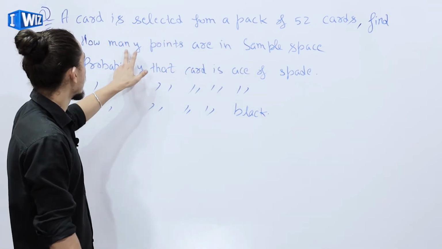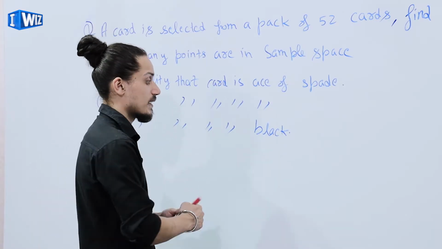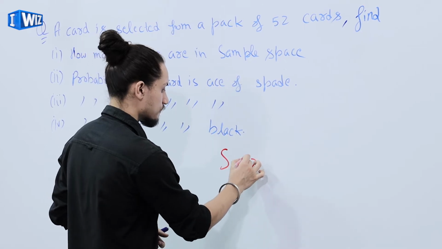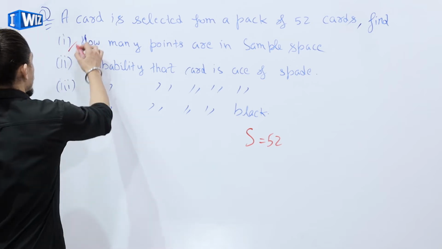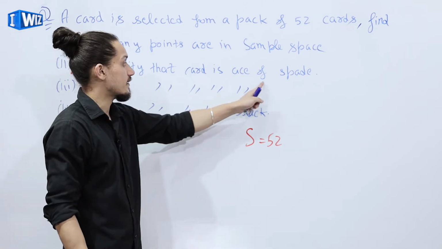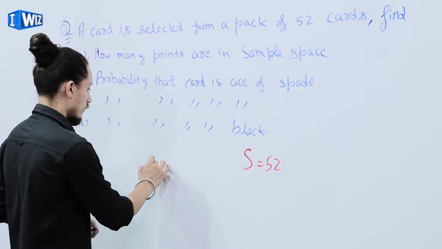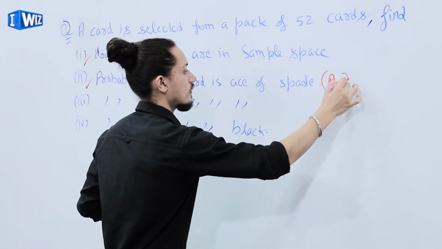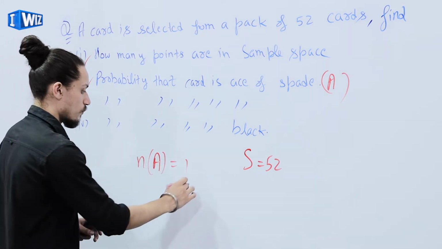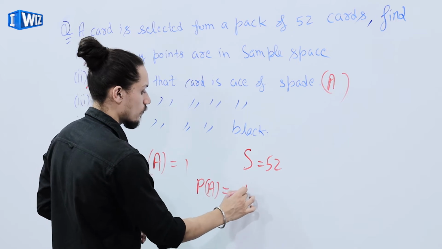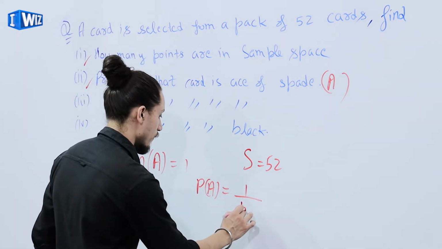है a card. Now first point is we have to find out how many points are in sample space. So since it's a pack of 52 cards, so sample space will have 52 elements, okay, so there are 52 points in the sample space. Second point is probability that card is ace of spade. अब ace of spade कितने होते हैं? हमारे पास ace of spade सिर्फ एक होता है. So in event A, number of elements in event A are 1, okay, ace of spade सिर्फ एक होता है. So probability of event A will be equal to 1, that is number of elements in A divided by number of elements in sample space, which are 52.